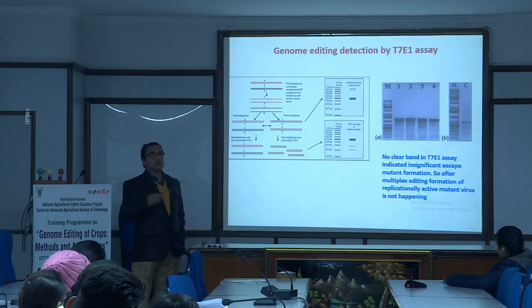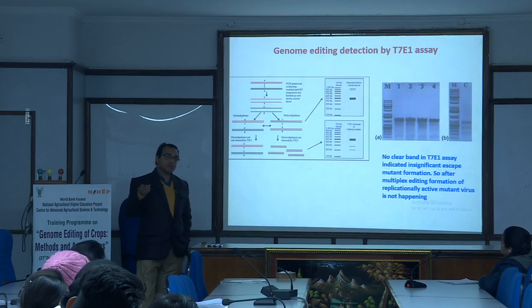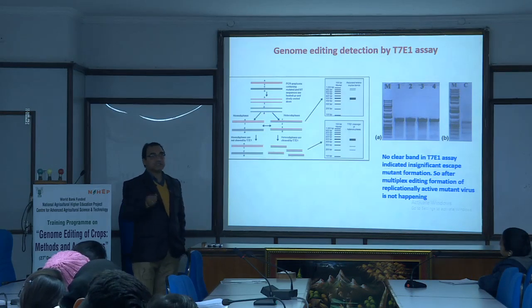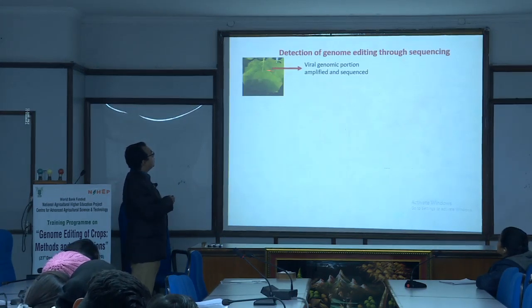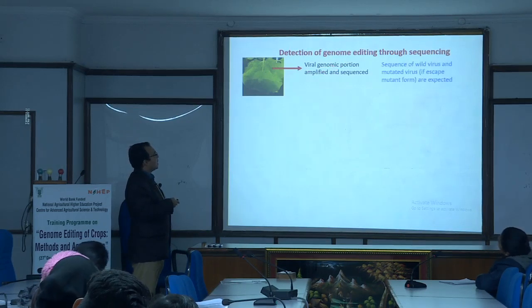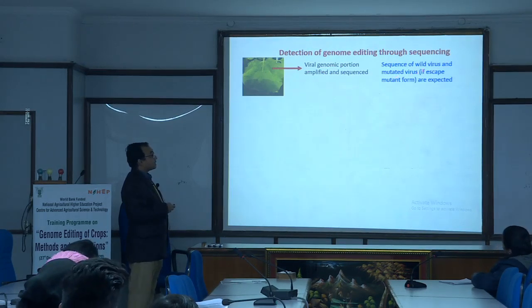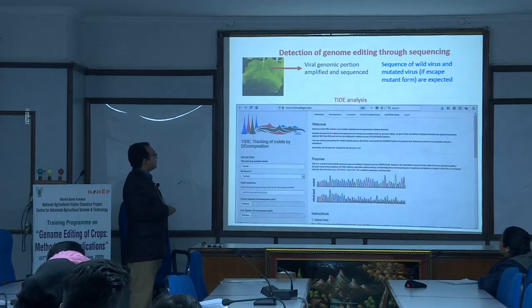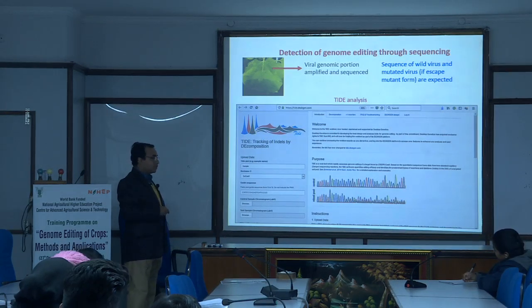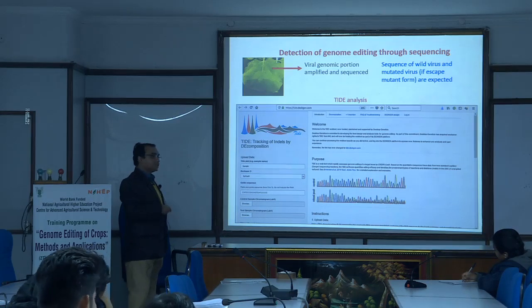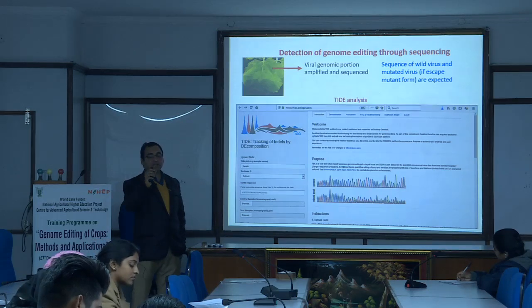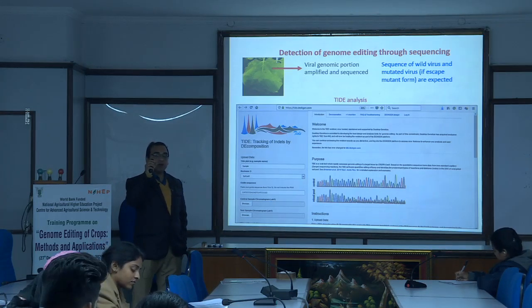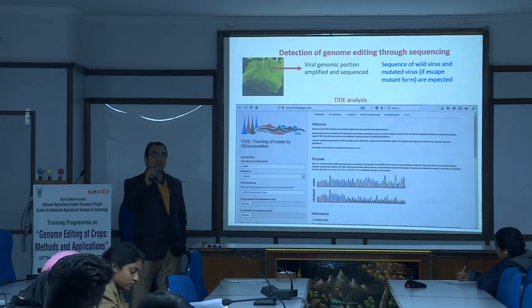To confirm these things, again we took the same PCR product for sequencing. Now, as Dr. Reddy told yesterday, after sequencing, if there is a mutation, you will get two types of peaks. So, we took the viral genomic portion, amplified and sequenced it, and compared the sequence of wild virus and mutated virus, since escape mutant forms should be there if there is a mutant virus. There is a software called TIDE. Using this software, you have to put in your spacer sequence and the sequences of the only virus inoculated plant and the gRNA treated virus inoculated plant.